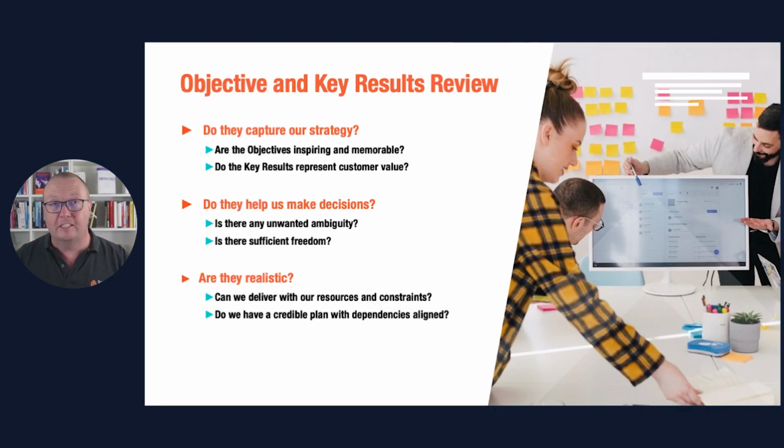Thirdly, are they realistic? When you look at these objectives and these key results, is it possible that you can actually complete them this quarter? Because if they're completely unrealistic, you'll just lose everybody. And what you're looking at here is, can you deliver this with our actual resources and constraints? And do we have a credible plan?